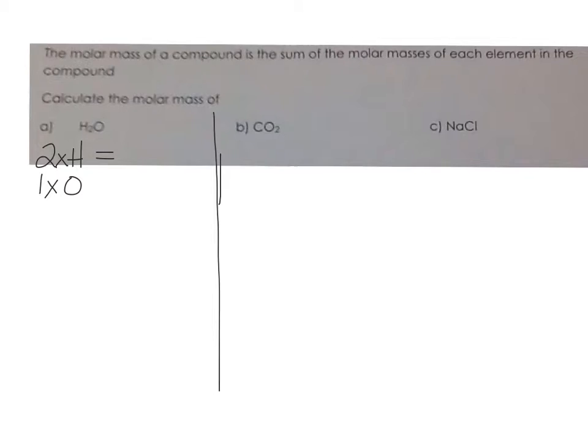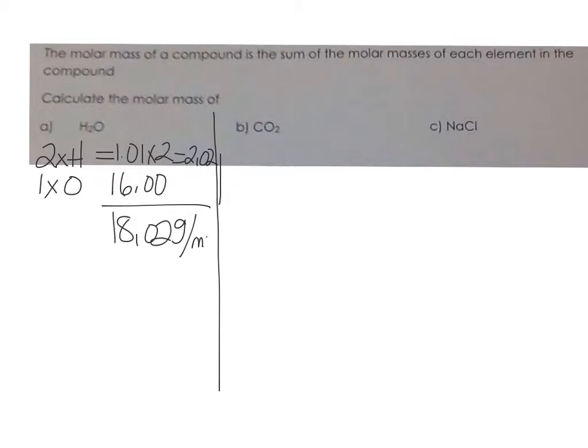So what's the molar mass of hydrogen? What's the mass of 1 hydrogen? 1 hydrogen is 1.01. 1.01 times 2 is 2.02, and oxygen is 16.00. So 2.02 plus 16 is 18.02, and the units are grams per mole.